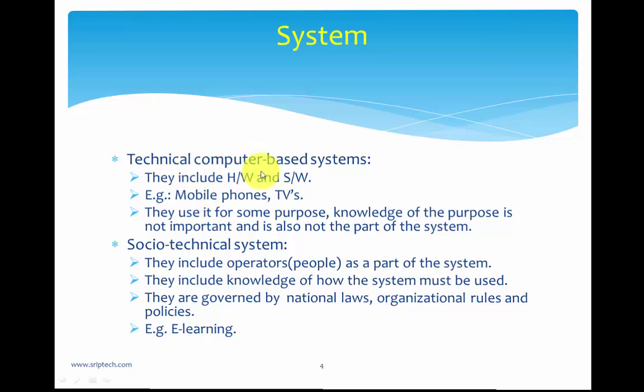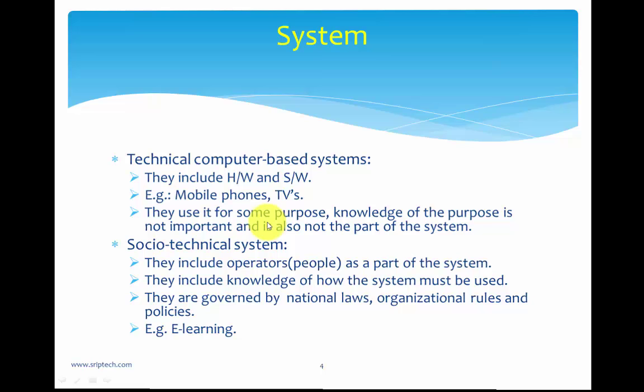Now in the technical computer based system, you can see here they use it for some purpose. Knowledge of the purpose is not important and is also not part of the system. You can use that particular TV for a purpose, but for what purpose you are using, that is not important. For example, you can use a TV to watch an entertainment channel, or you can also use a TV for watching a devotional channel. That means what purpose you are using, that purpose is not a part of that particular system. You can use it for a variety of purposes.